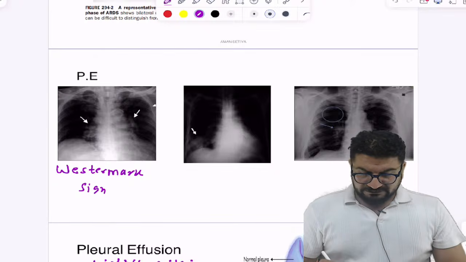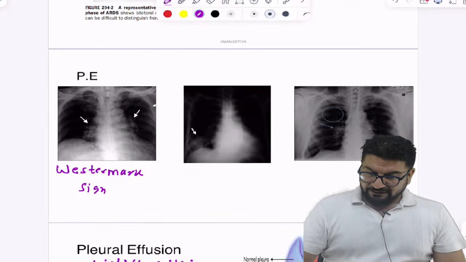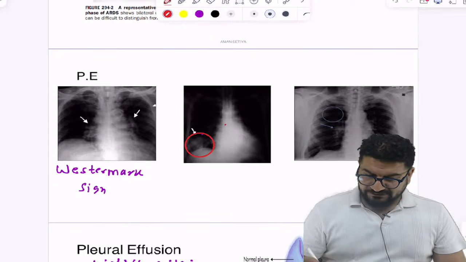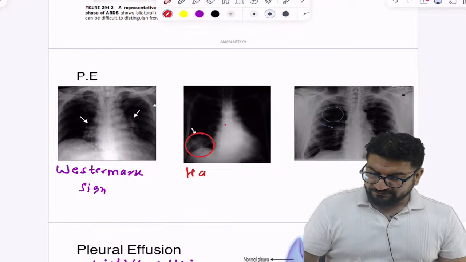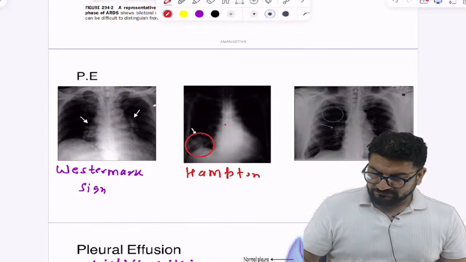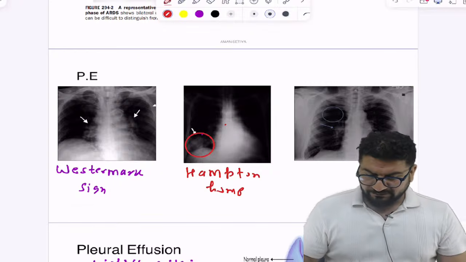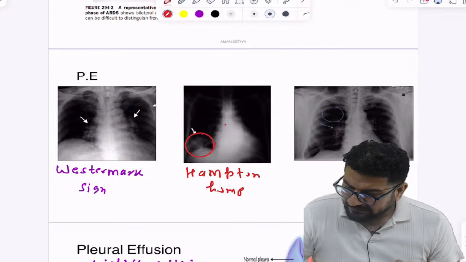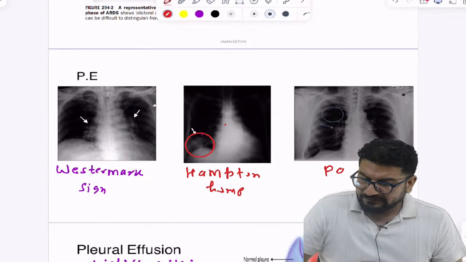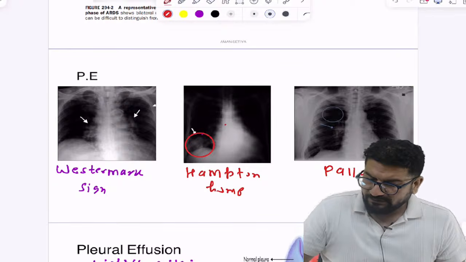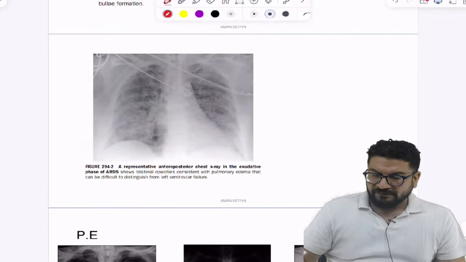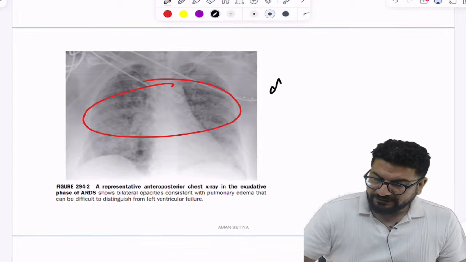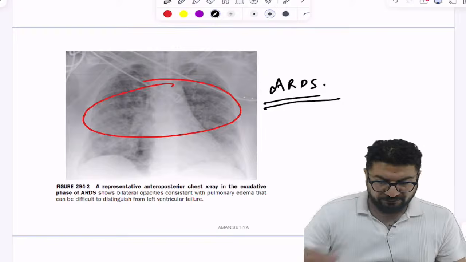Then you can see a density here which is slightly above the diaphragm. This hump, a projection, we call Hampton hump. And you can notice enlarged vessels, we call this Palla sign. So these are the signs which we see in pulmonary embolism. Okay, this is bilateral whiteout, which you can see in a patient of ARDS.